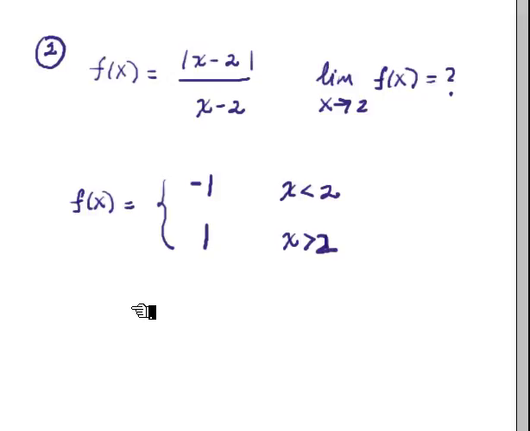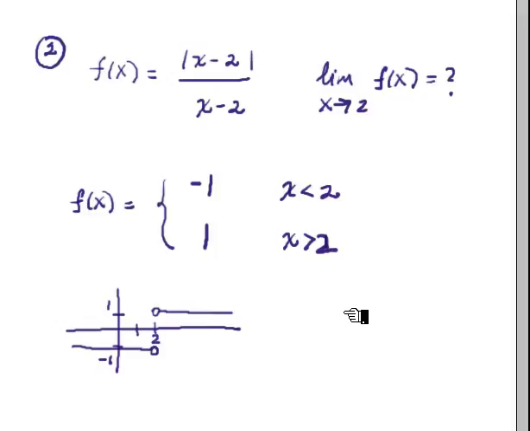So this function, if we graph it, just looks like this. Here's 2. Let's say here we have 1 on the y-axis, and here we have negative 1. When x is greater than 2, we have a horizontal line at height 1, and when x is less than 2, we have a horizontal line at height minus 1. x equal to 2 is not in the domain. That's why I have two open circles here. That's because of the x minus 2 in the denominator.